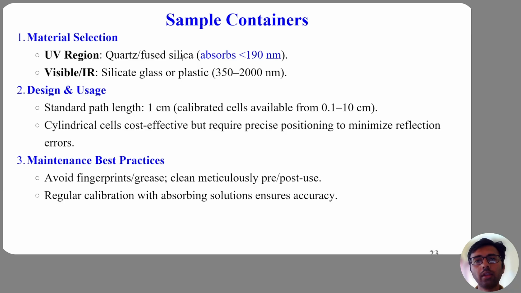You may occasionally encounter cylindrical cells. They are cheaper to manufacture, however, they introduce a serious problem. Alignment sensitivity. If the cell rotates even slightly between blank and sample measurement, the reflection angle changes. This produces scattering errors. Therefore, square cuvettes with fixed orientation are strongly preferred.